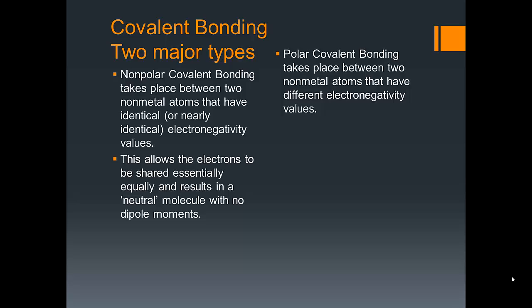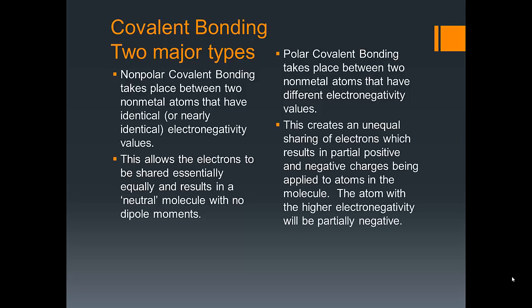Polar covalent bonding, on the other hand, takes place between two nonmetal atoms that have different electronegativity values. Electronegativity, if you remember, is the attraction for electrons in a bond. If they have different electronegativity values, one atom wants the electron more than the other, and so it pulls more on it, and the electrons go closer to that particular atom, which results in that atom having a slightly negative charge and the other atom having a slightly positive charge.